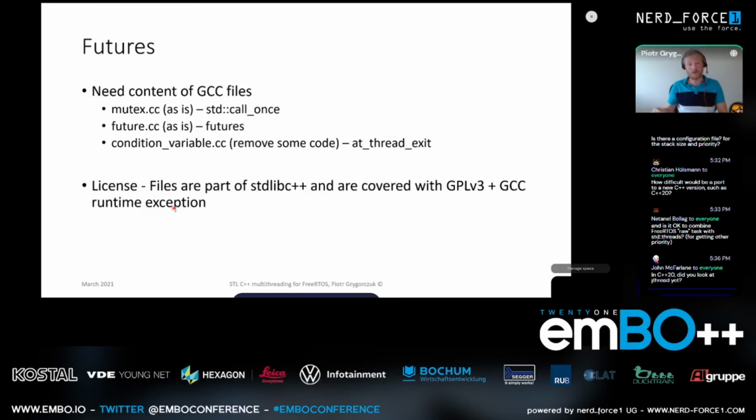So this runtime exception is basically a permission that recognizes that that's the case, and this is allowed. And it basically says you don't have to release your code as GPL, which was very good news for me. Yeah, so my library is released as MIT, and those three files are still GPL v3, obviously, because they are still part of the GCC, but they are part of the build system.